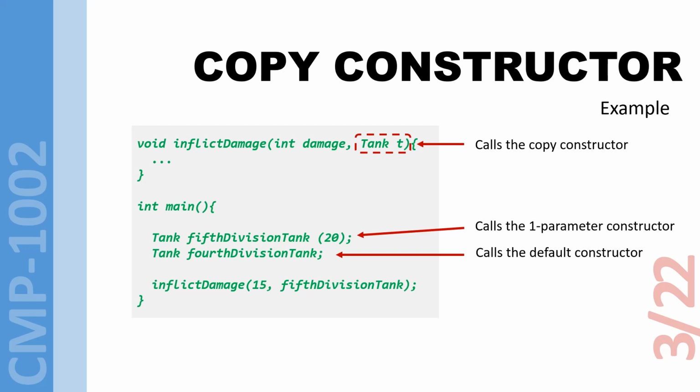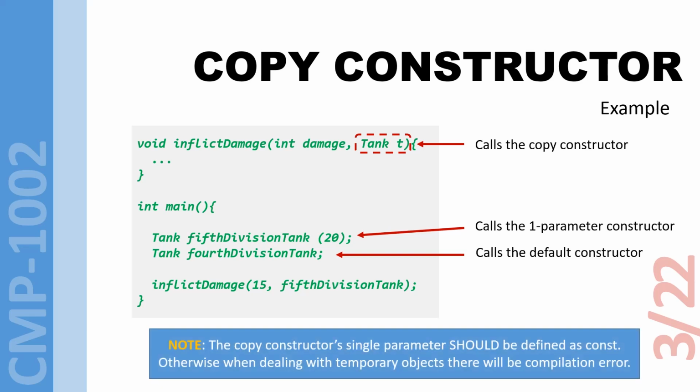It just calls the copy constructor and then copies everything that is recorded inside the 5th division tank onto the T object, and then it will do all the things about T, and at the end of the inflict damage function, that T will be destroyed, because it's a local variable of that function. At the end of the function scope, it just doesn't make any sense to let it live. It will just kill it. So that is a very good example of the copy constructor.